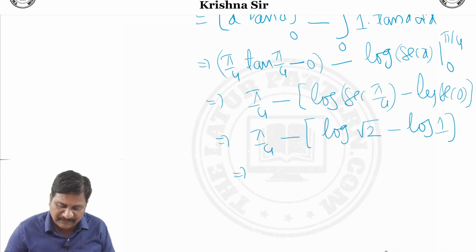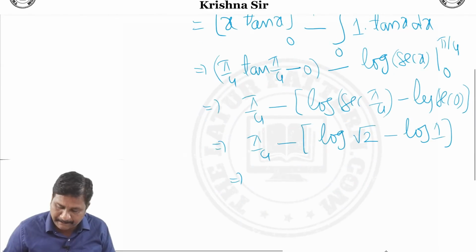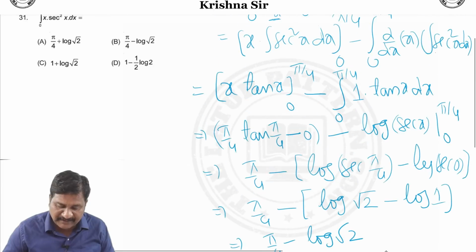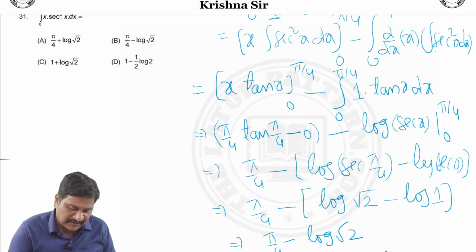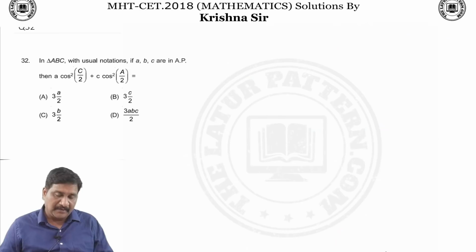So pi by 4 minus log root 2, and minus of minus is plus, but log 1 is equal to 0. Therefore, from our given options, the answer is B. The solution of question number 32.